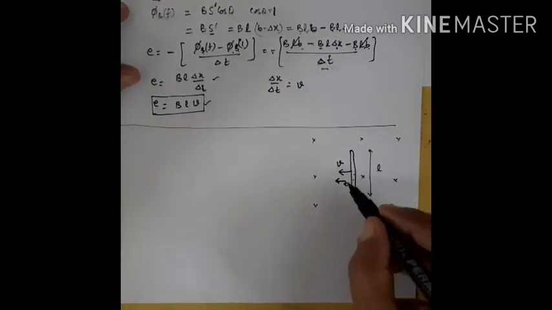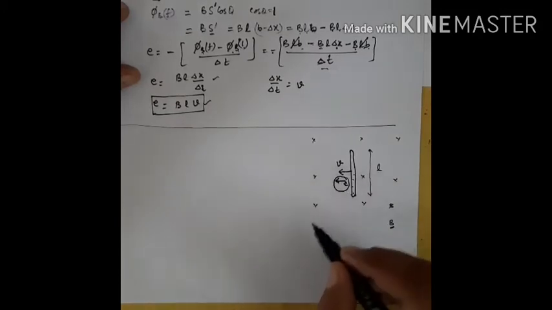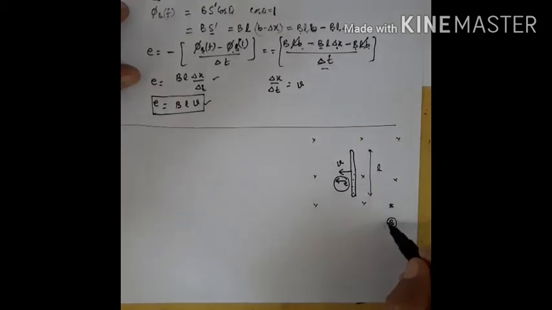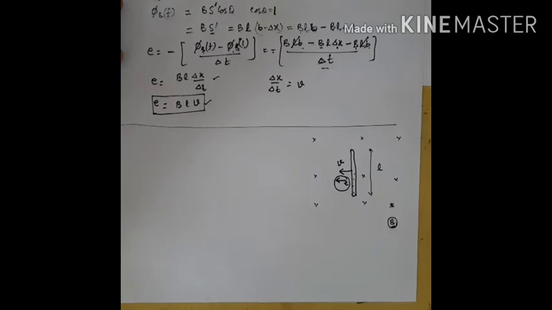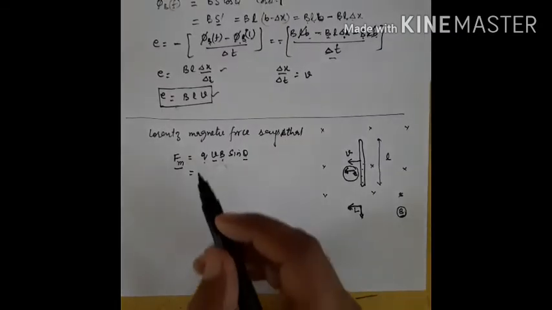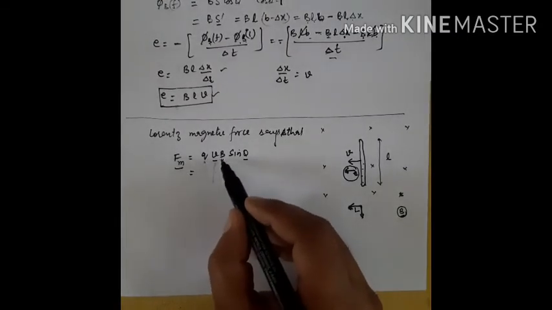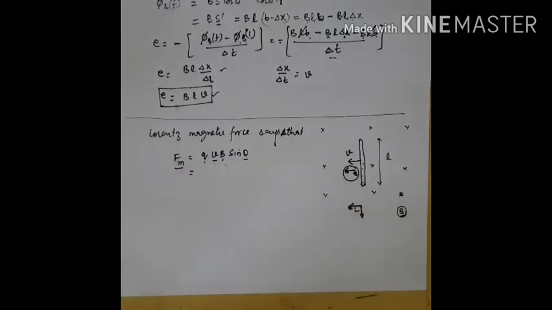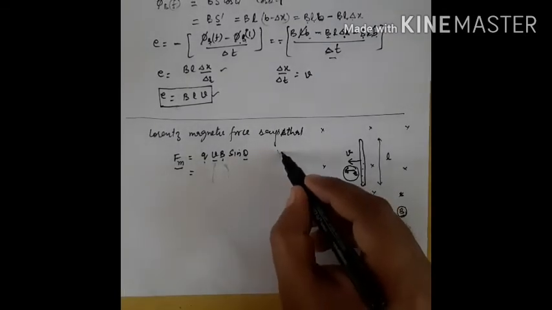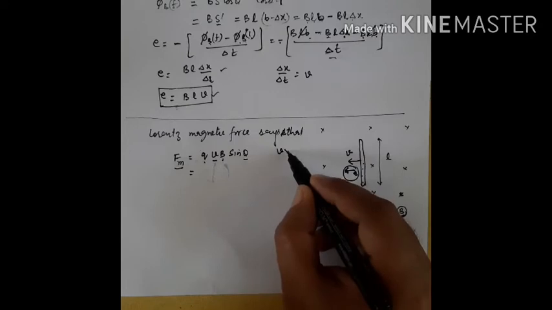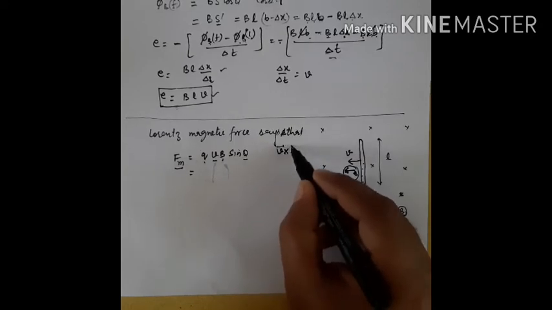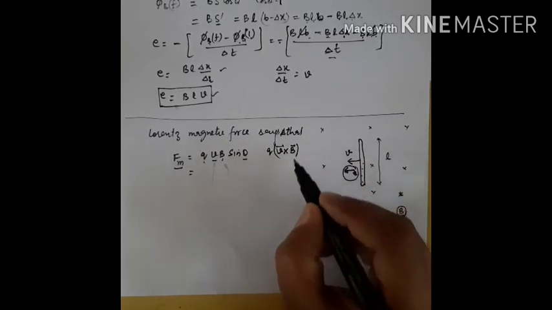So we know that any charged particle moving in a magnetic field will experience a Lorentz magnetic force. The Lorentz magnetic force is given by qvB sin theta, and the direction is given by the right hand thumb rule, by rotating the fingers from velocity to magnetic field.